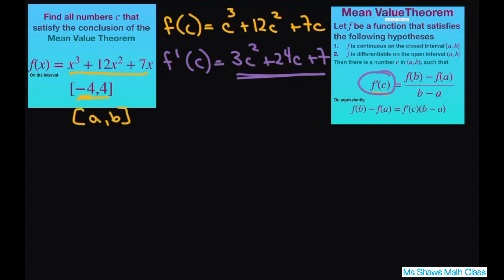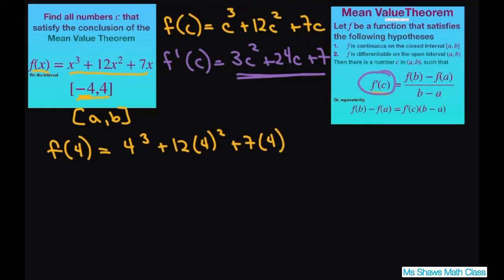So we have to evaluate from here f of 4, and that's going to be 4 cubed plus 12 times 4 squared plus 7 times 4. This is going to equal 64 plus 192 plus 28. This equals 284.